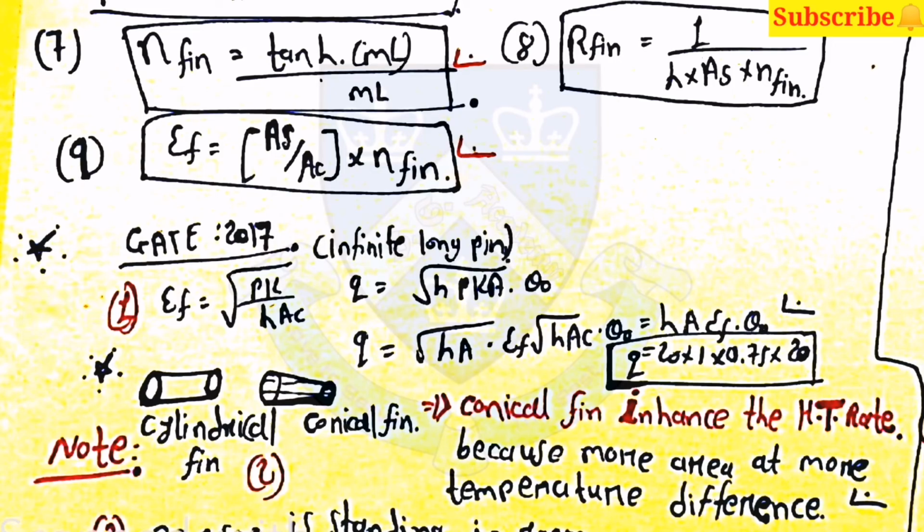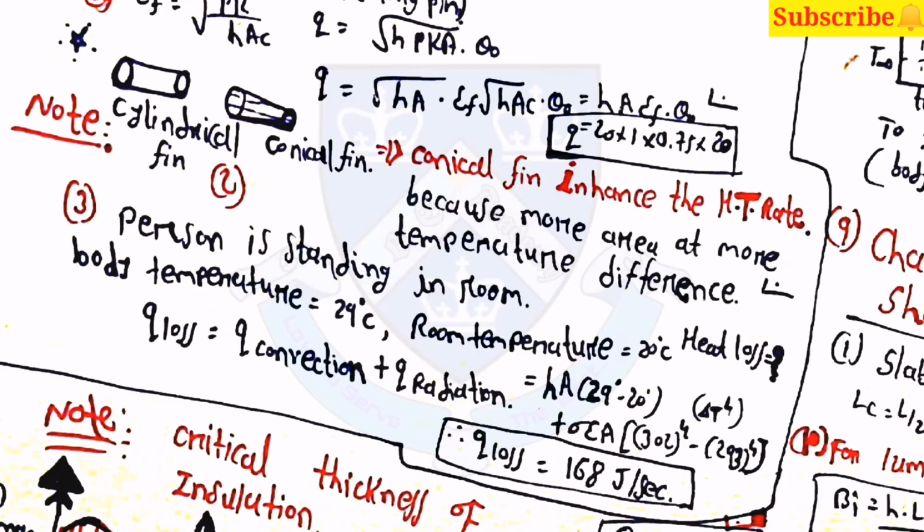Then there is one example which was asked in the GATE examination. The conical fin enhances the heat transfer rate because of more area at more temperature difference. Then you have to include that the Q loss is because of air convection as well as air radiation.